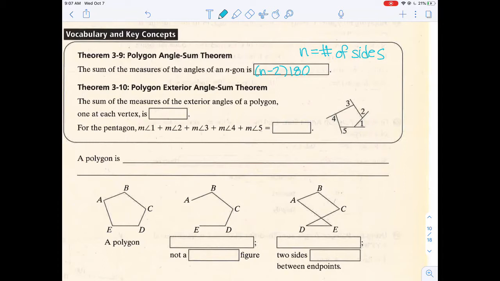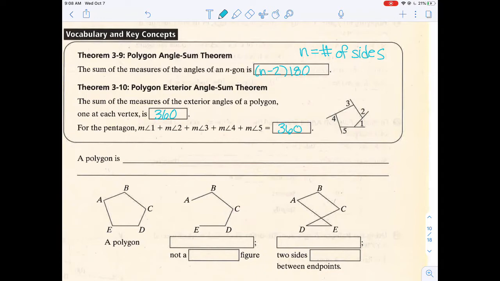So then, looking at the exterior angles, theorem 3.10 is the polygon exterior angle sum theorem. The sum of the measures of the exterior angles of a polygon, one at each vertex, is 360 degrees. So looking here, we've got 5 exterior angles in this picture. If you add them all up, it's going to equal 360 degrees every time.